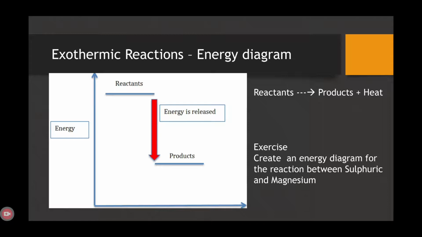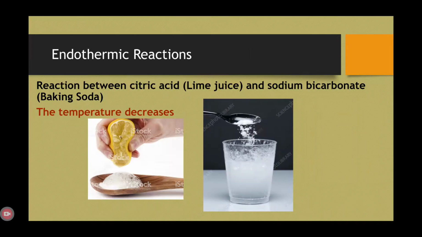So there is an exercise for you. Create an energy diagram for the reaction between sulfuric acid and magnesium. When you build up the energy diagram, what are the reactants? Sulfuric acid H2SO4 aqueous plus magnesium. Then products: magnesium sulfate aqueous plus hydrogen gas.